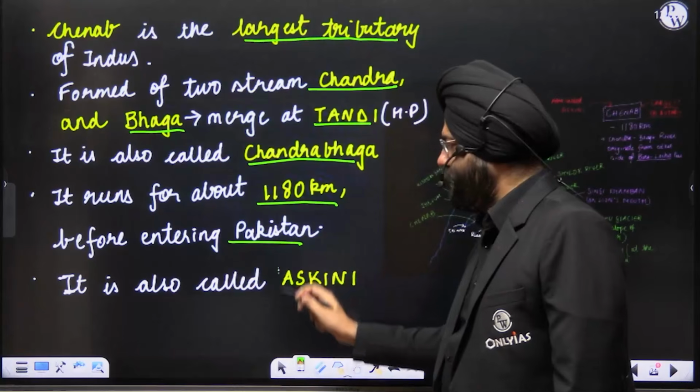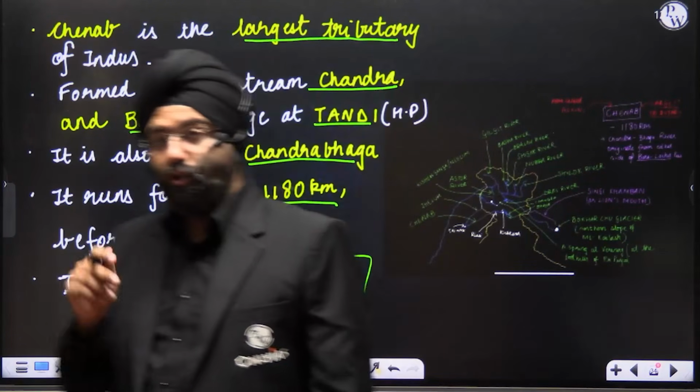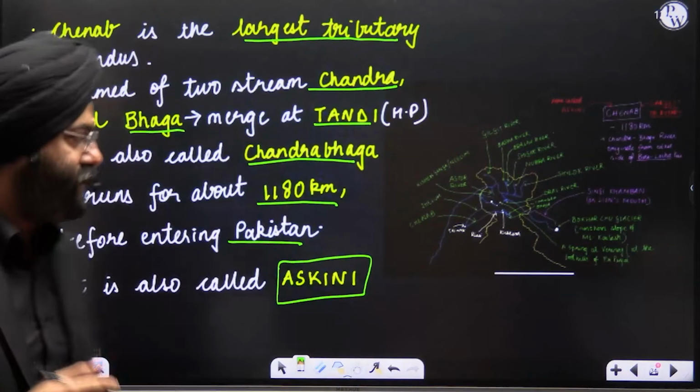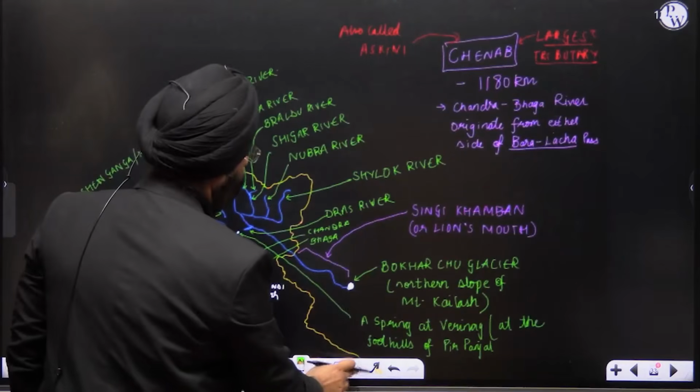It is also known as Askini. These are Sanskritized words of these rivers. So this should also be known to you. Yeah, this can be asked. Now we know this part. Let's move back and analyze this, bache.